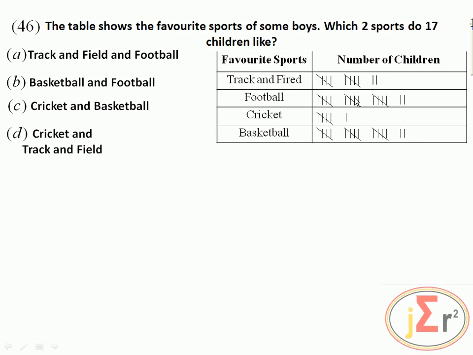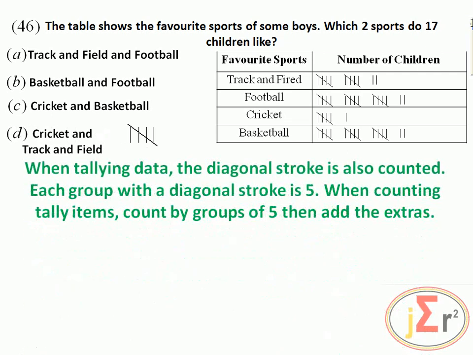But we can use the length of the row to tell that they are of equal numbers because the rows are of equal length. And that we should be able to do as long as the tally chart is properly organized. There is one of our bunch or tie. When tallying data, the diagonal stroke is also counted. Each group with a diagonal stroke is 5. When counting tally items, count by groups of 5, then add the extras.